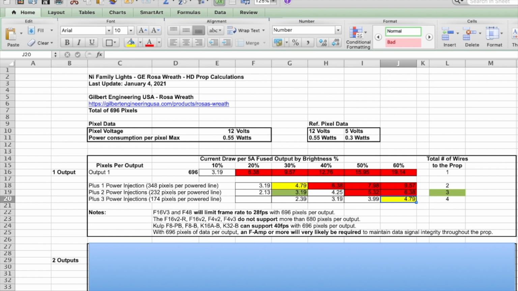With 696 pixels on a single output, you're pretty quickly going to find out that you'll probably need 2 or more F-amps to maintain data integrity throughout the prop. Assuming you want to run the prop at 30% brightness, I would personally go with 2 power injection lines, with each line including the output drawing 3.19 amps. On the right here, you'll see the number of wires per prop. If you're only doing 10% with one output, you need 1 wire set up to the prop, 1 additional power injection, 2. My recommendation is 2 power injections if you're using 1 output, which you'll need 3 wires going to the prop.